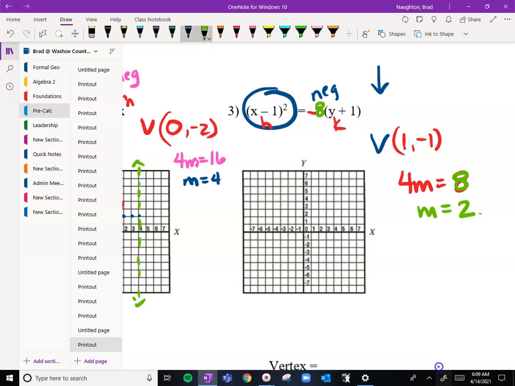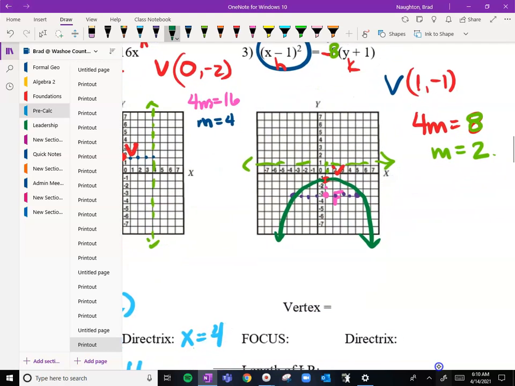And now that you know that it's 2, you're good to go. So you can see that this is super fast. So we'll go 1, -1, boom, boom, boom. It is going down, so I'm going to go down 2, 1, 2. That's my focus. This is my vertex. I'm going to go up 2, 1, 2. This is my directrix. Alrighty, now over 4, because of my 2m, boom shakalaka. Easy peasy, lemon squeezy.